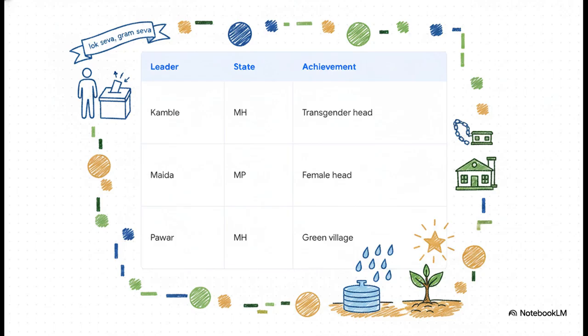And finally, Popatrao Bagujar Pawar, also from Maharashtra. He rallied his entire village around rainwater harvesting and tree planting, and literally turned a drought-prone wasteland into a green, prosperous area. He even won the prestigious Padma Shri Award for it back in 2020. These folks are absolute barrier-breaking champions.